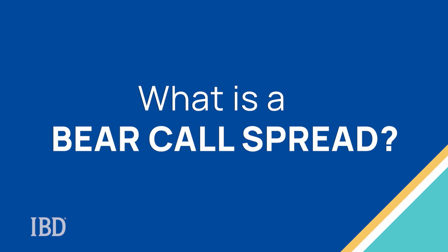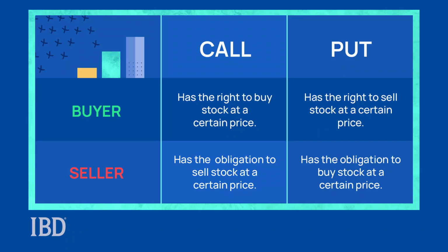So a bear call spread is an excellent strategy for beginners and it's used when investors expect the underlying stock to fall. Remember, with options there are two types of options, calls and puts. With both calls and puts, you can either be a buyer or a seller. Just like with any stock, you can either buy long or sell short.